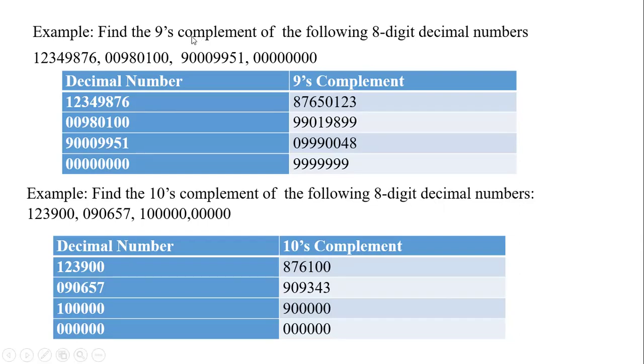In the decimal number system, we have 9's complement. So find the 9's complement of the 8-digit decimal numbers. Subtract each digit from 9. So this is the 9's complement of this number, this is the 9's complement of this number, and this is the 9's complement of this number, and this is the 9's complement of this number.